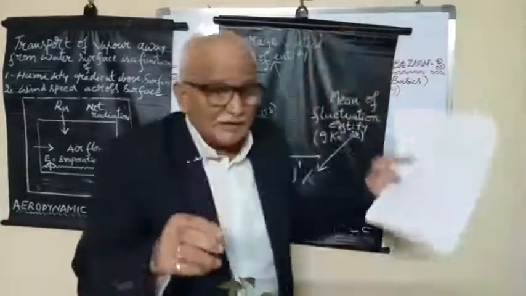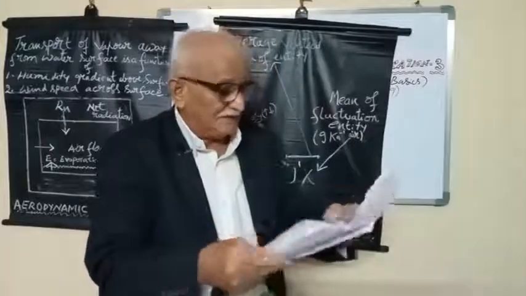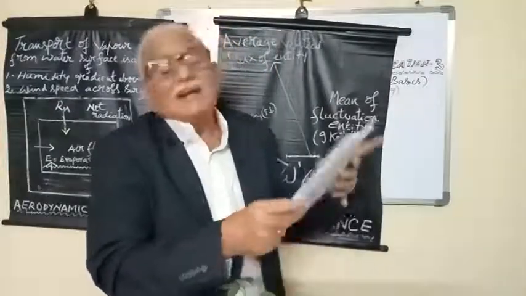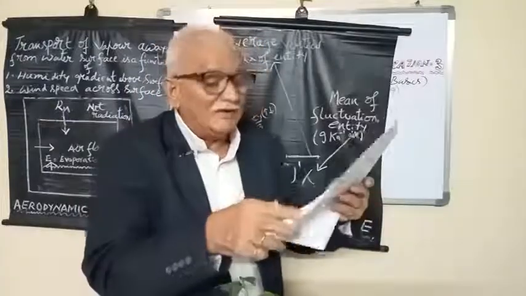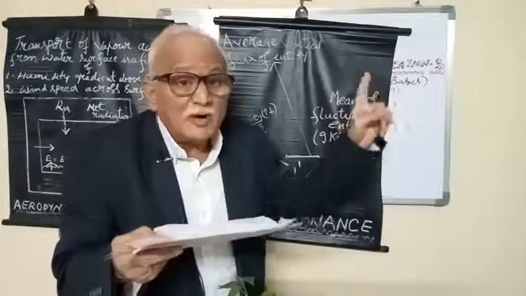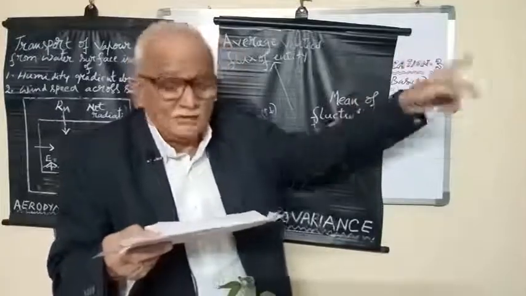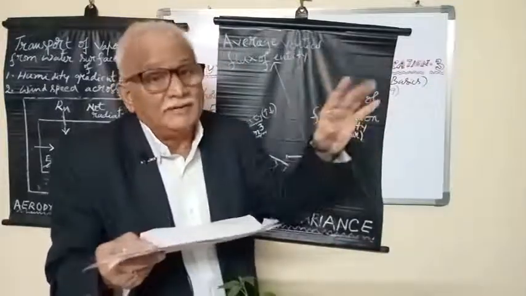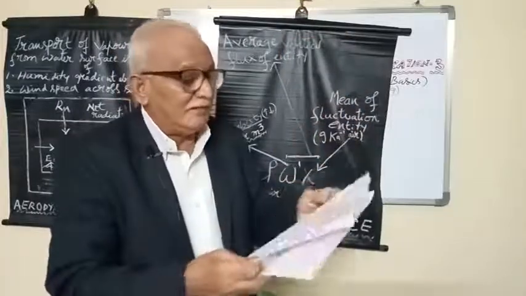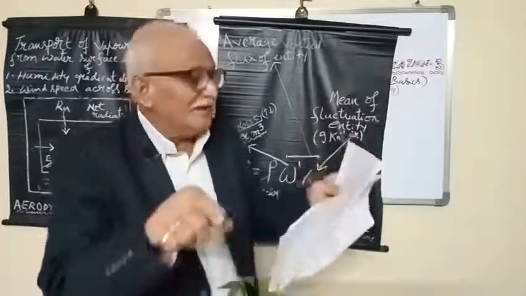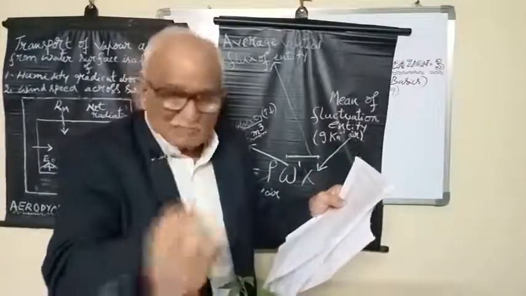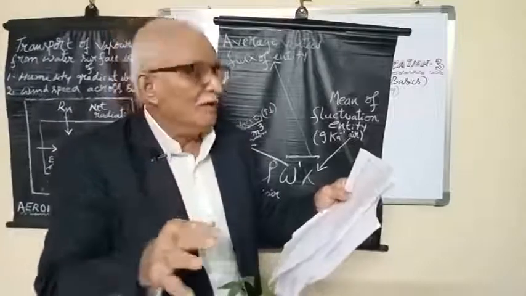So why are we going for eddy covariance? Otherwise we also call it the eddy correlation technique. First, the aerodynamic method we tried to understand, by Thornthwaite and Holtzman. Now it was improved by Pascal. Now, the eddy covariance technique, to overcome the limitations of Thornthwaite and Holtzman, and to some extent later by other scientists.